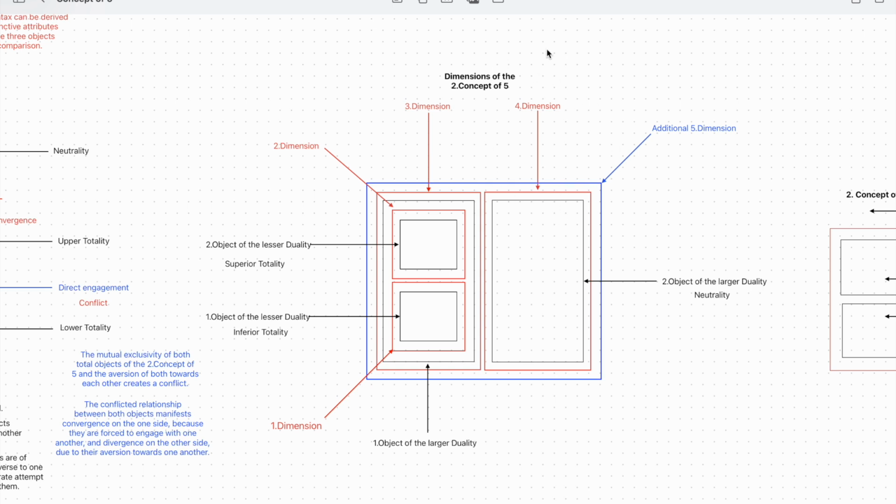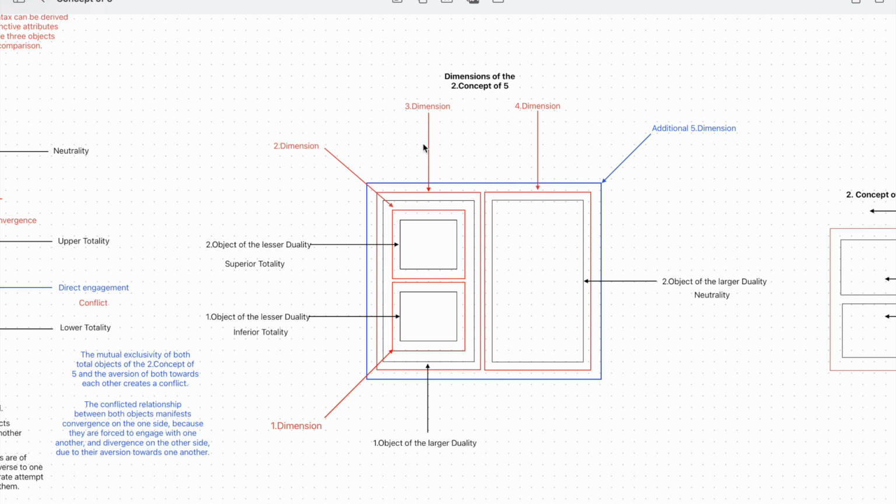In the very same manner in which an additional fifth dimension had to be added to the first concept of 5 in order to view both objects of the larger duality at the same time, so must an additional fifth dimension be added to the second concept of 5, meaning the additional fifth dimension is artificial, since it does not naturally form. In the very same manner in which both objects of the lesser duality are being viewed through the third dimension, so are both objects of the larger duality being viewed through the fifth dimension.